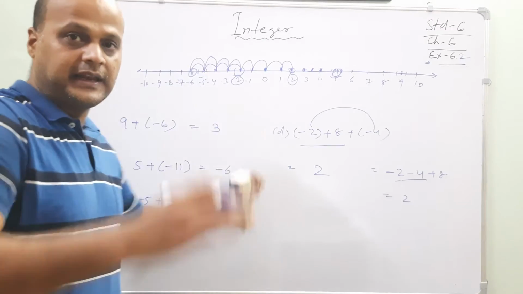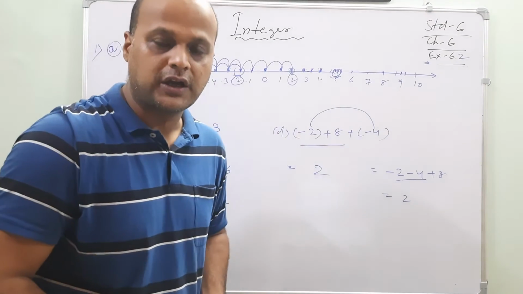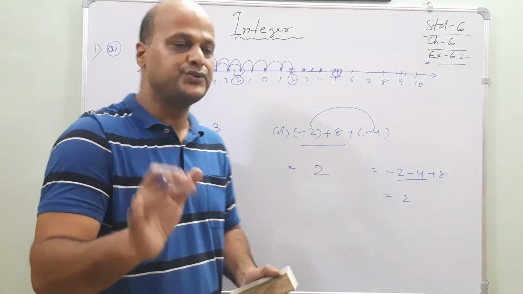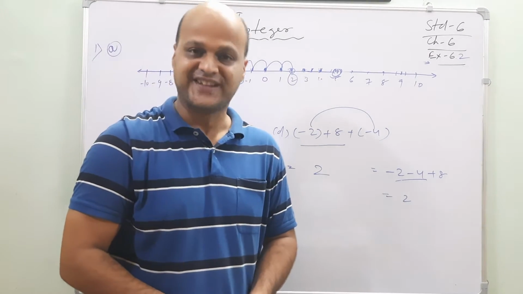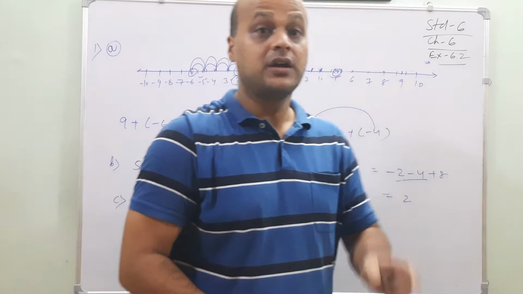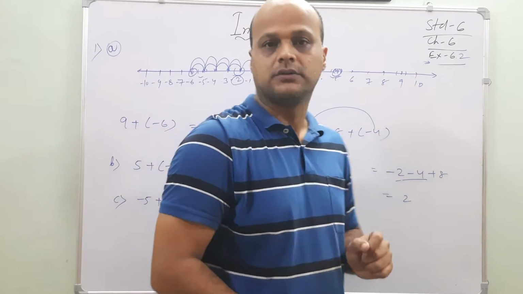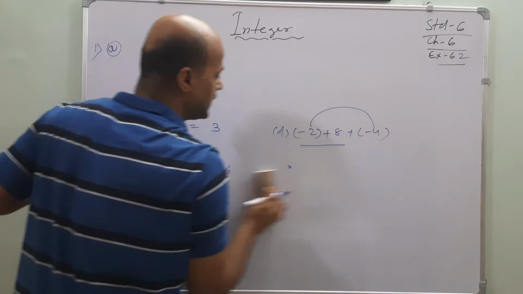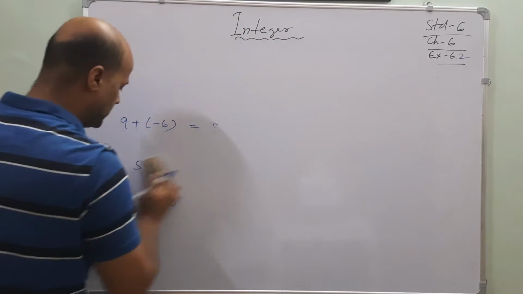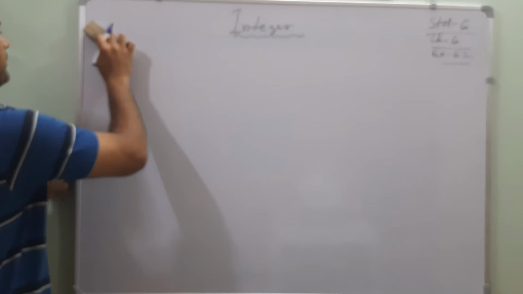Understood, my dear friends? Like this manner, you have to solve the addition of the integer by using number line. Understood? Okay, very good. Thank you. Let's go to the another one. What is that? Third one. What is the third one saying? I just erase this one, my dear friends, so that our board will be clear and we will solve the questions in a proper manner.